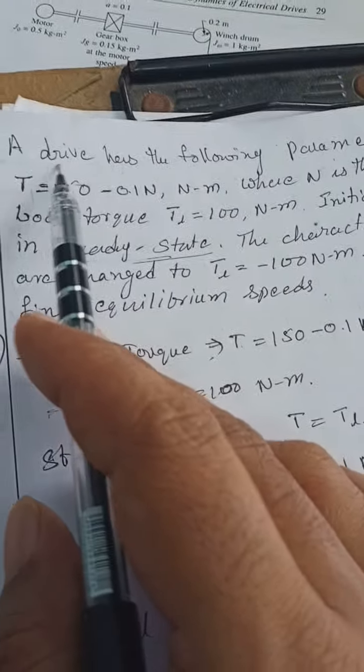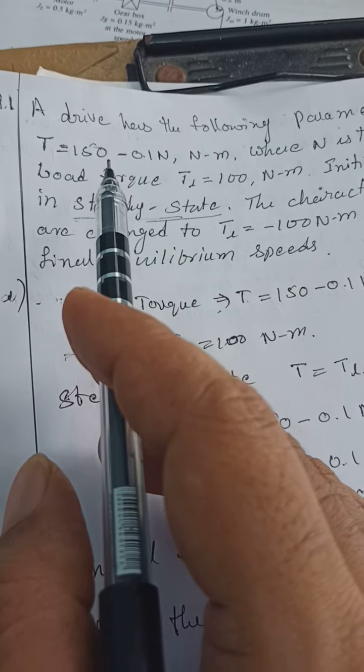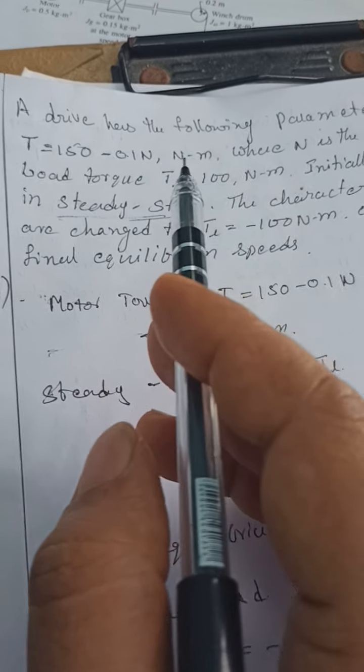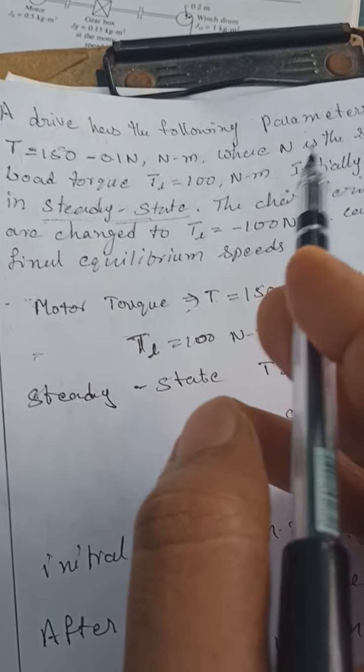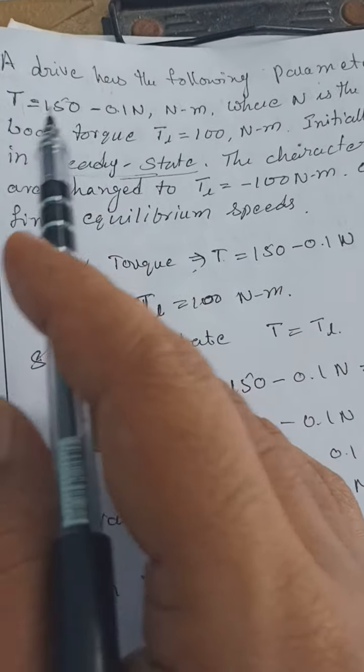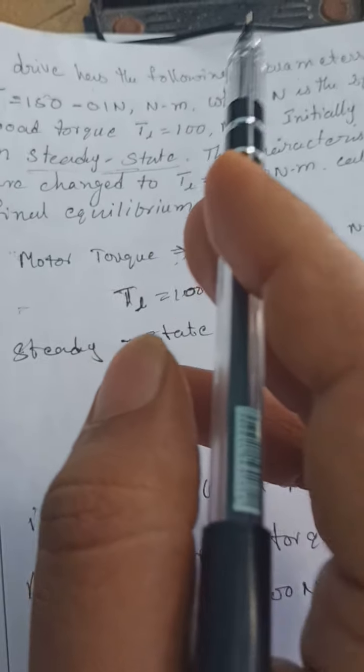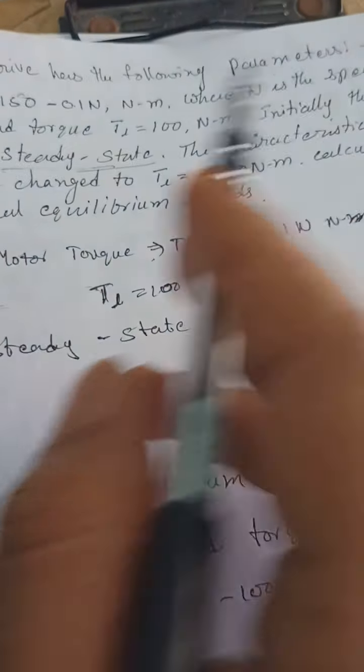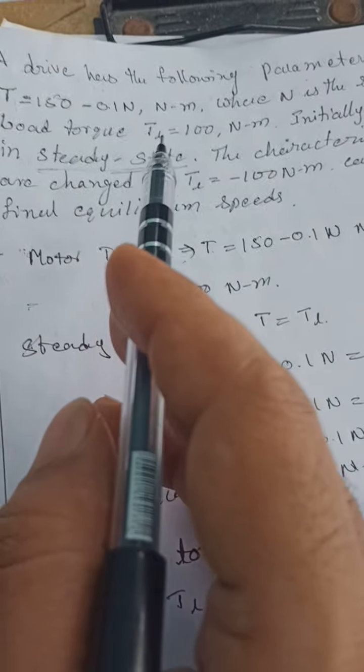Problem 2.1 we are solving. I will read the question first, please listen carefully. A drive has the following parameters. The torque is given as 150 minus 0.1 n Newton meter, where n is the speed in RPM. So here torque is given 150 minus 0.1 n. N indicates the speed in RPM. And the load torque TL is equal to 100 Newton meter.